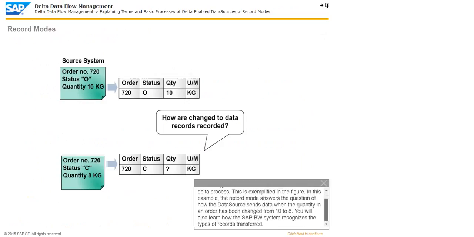In this example, the record mode answers the question of how the data source sends data when the quantity in an order has been changed from 10 to 8. You will also learn how the SAP BW system recognizes the types of records transferred.